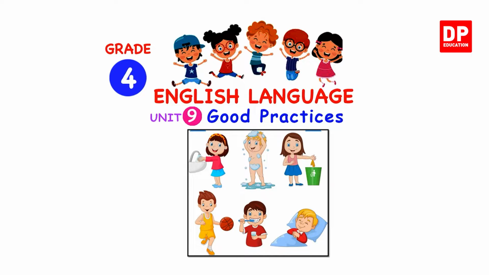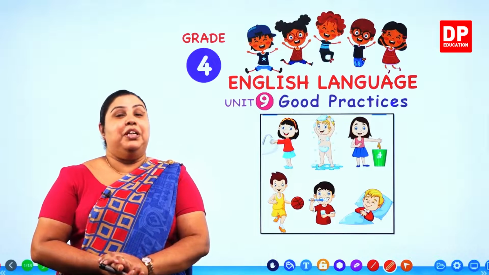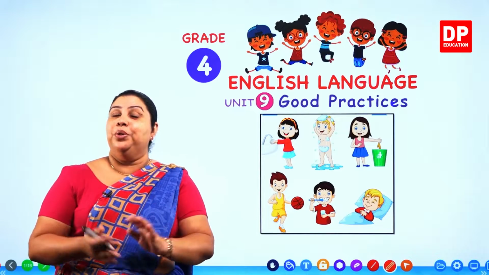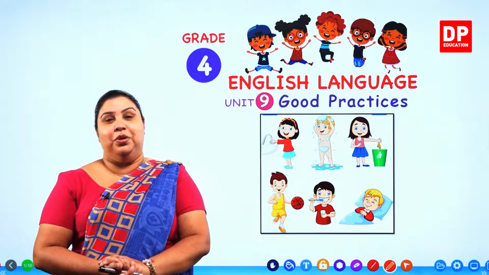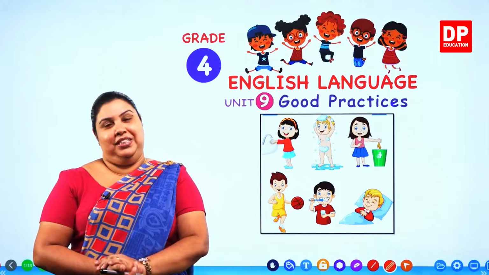Today we have to start unit number 9. And do you know something? Unit number 9 is the unit that we have to do before our last unit. Because altogether we have 10 units in our grade 4 pupils book. And today we are going to start the 9th unit.